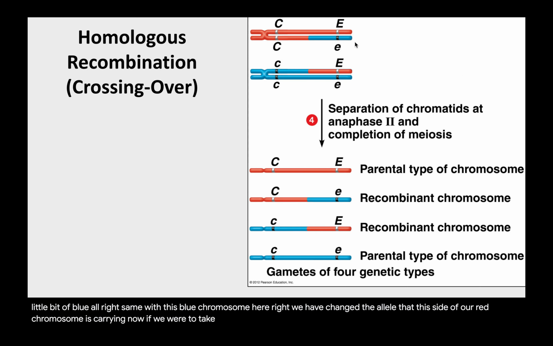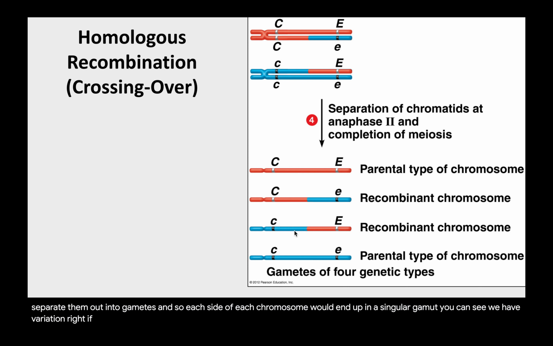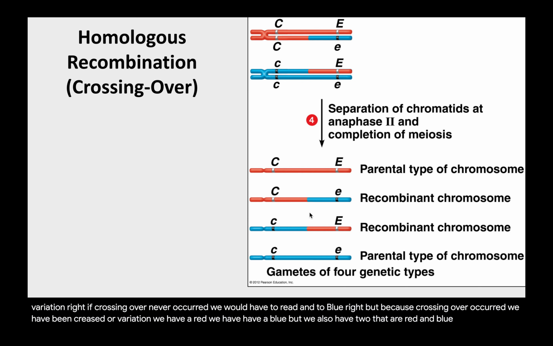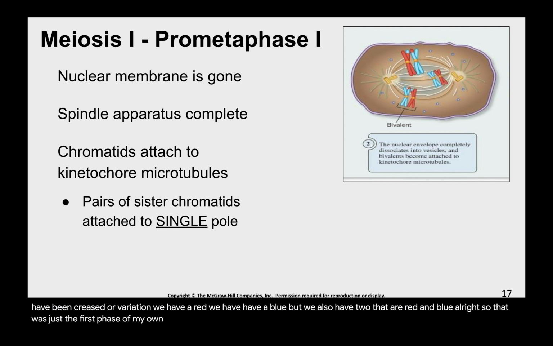Now if we were to take these resultant homologous pairs, these recombinant pairs here, and separate them out into gametes, so each side of each chromosome would end up in a singular gamete, we can see we have variation. If crossing over never occurred, we would have two red and two blue. But because crossing over occurred, we've increased our variation. We have a red, we have a blue, but we also have two that are red and blue.